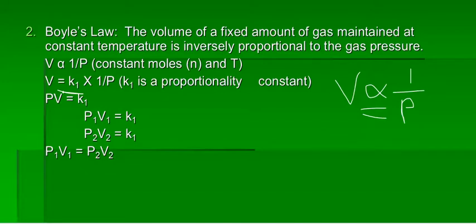It doesn't matter what the value for K1 is, because K1 equals P1 times V1. It also equals P2 times V2. We're used to seeing Boyle's law like this: P1 times V1 equals P2 times V2. So that's an inverse relationship. I multiply the initial pressure times the initial volume, set that equal to the final pressure times the final volume. And this is what we're going to use for Boyle's law.